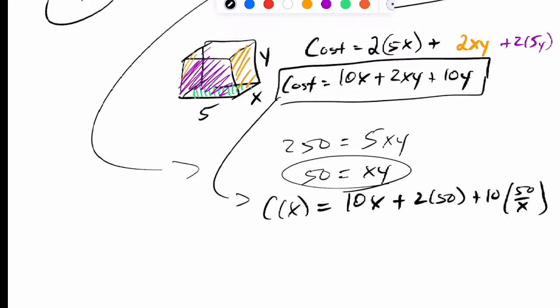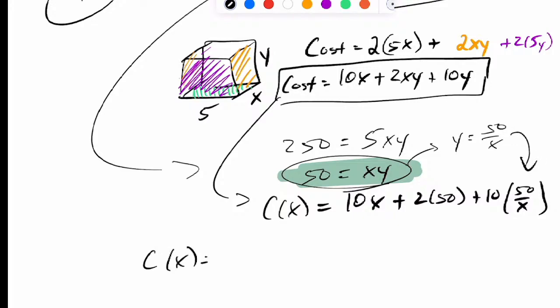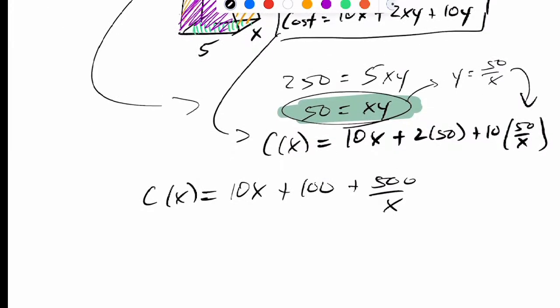You notice I did something maybe we haven't done before. I saw x times y is 50, so I got rid of the x and y and changed it to a 50, and then I isolated for y here, wrote y as 50 over x, and dumped it in there. So now I have my cost function. C of x is 10x plus 100 plus 500 over x, and then I can take my derivative.